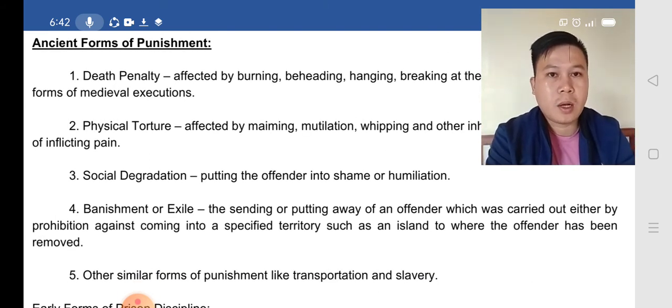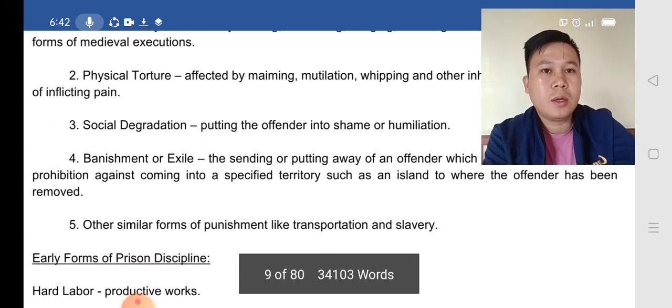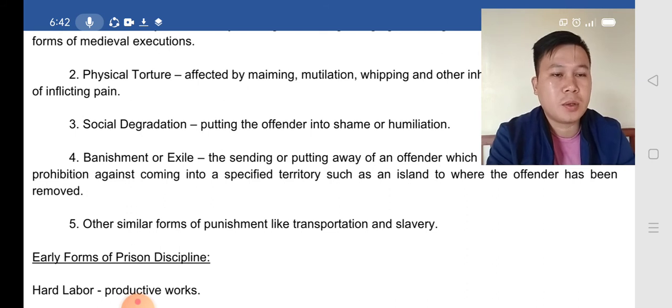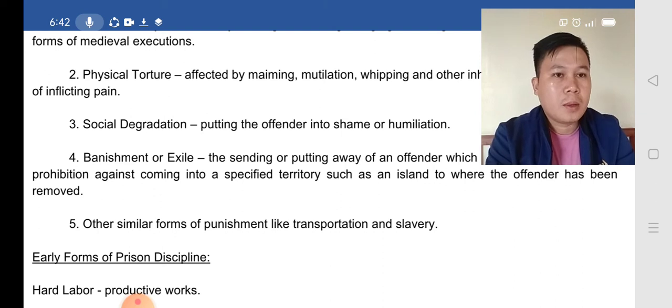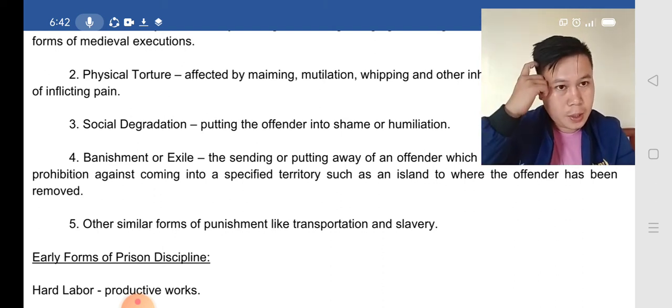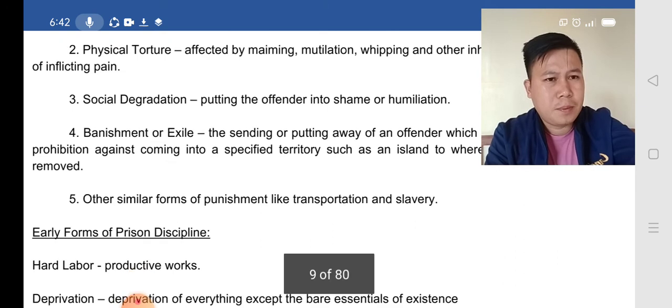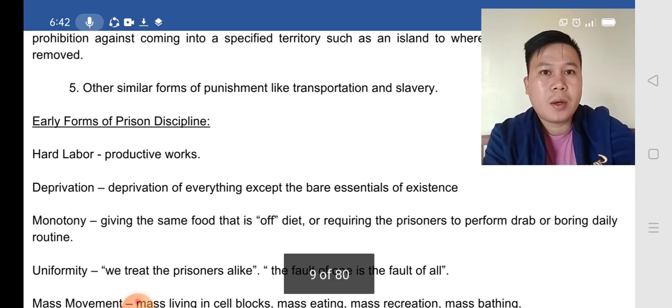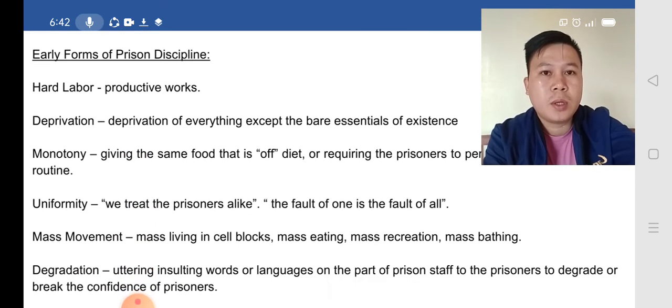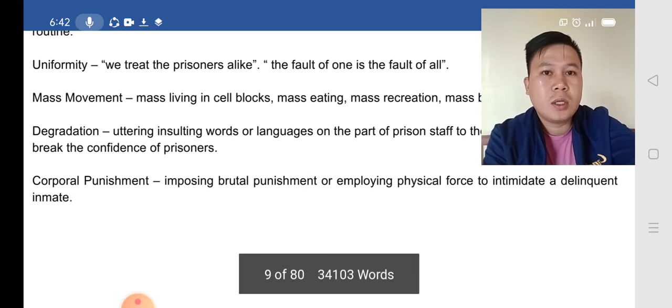punishment nung nakarang araw. So meron din tayong banishment or exile. So ang banishment or exile is ilalagay ka sa malayong lugar kung saan hindi ka makakaalis. Okay, and other similar forms of punishment like transportation and slavery. Okay, tinitransport, nilalagay sa ibang lugar, for example, and slavery, ginagawang mga utusan.